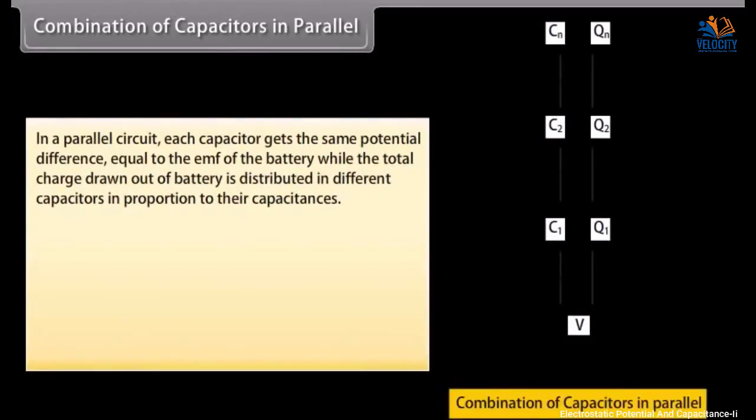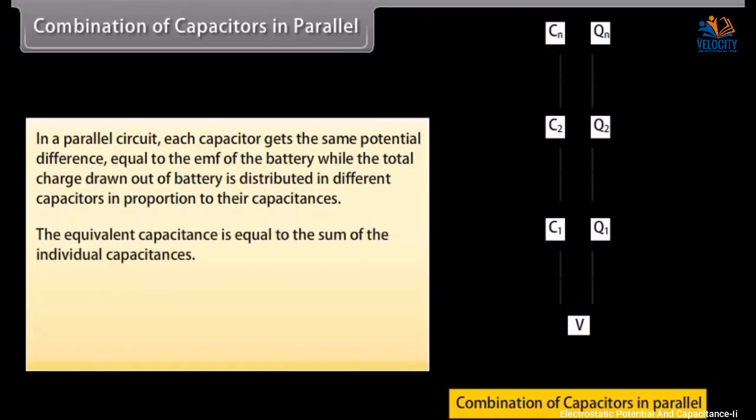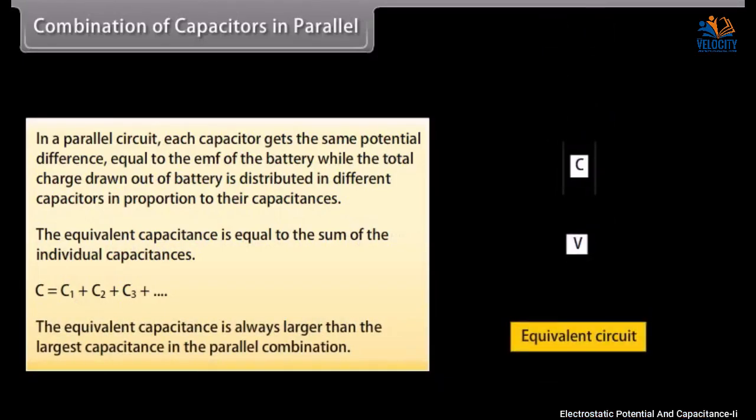Combination of capacitors in parallel. In a parallel circuit, each capacitor gets the same potential difference equal to the EMF of the battery, while the total charge drawn out of the battery is distributed in different capacitors in proportion to their capacitances. The equivalent capacitance is equal to the sum of the individual capacitances. C is equal to C1 plus C2 plus C3 plus so on. The equivalent capacitance is always larger than the largest capacitance in the parallel combination.